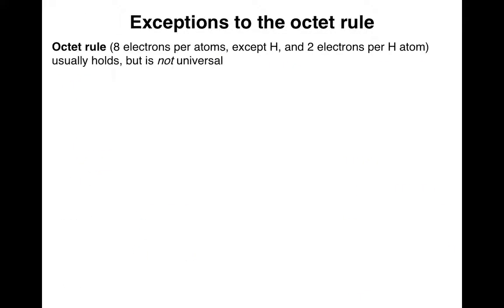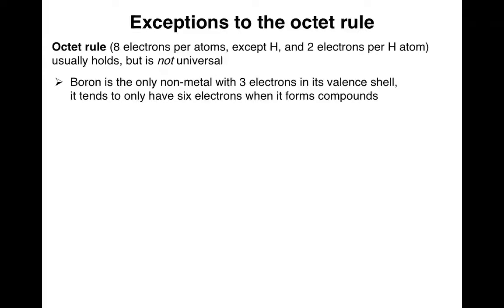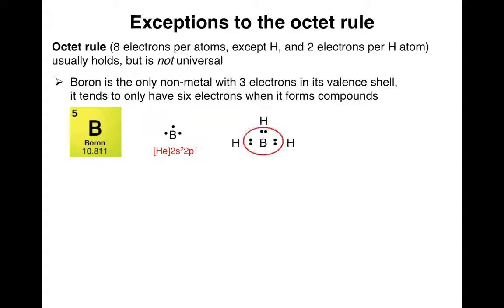The octet rule, the requirement that each atom in a molecular compound except hydrogen has 8 electrons, whether its own or shared with another, and that hydrogen have 2 electrons, usually holds, but it's not universal. A prominent exception to this rule is boron, the only nonmetal with 3 electrons in its valence shell. Boron tends to only have 6 electrons when it forms compounds. It shares each of its 3 electrons with another atom.